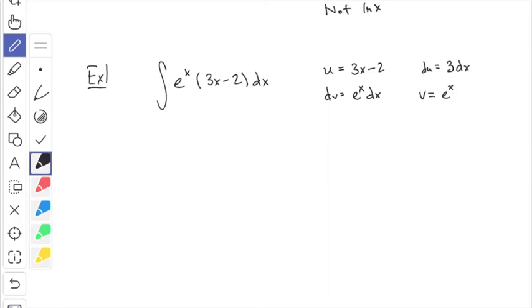All right, let's plug it all into the integration by parts formula. So this is going to equal uv minus integral v du. We get u is 3x minus 2, v is e to the x, minus integral v, e to the x, du is 3 dx.